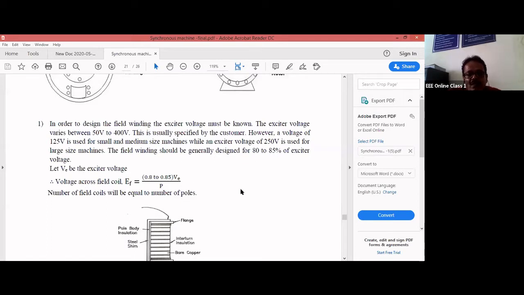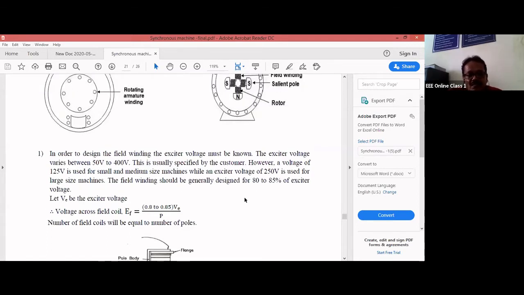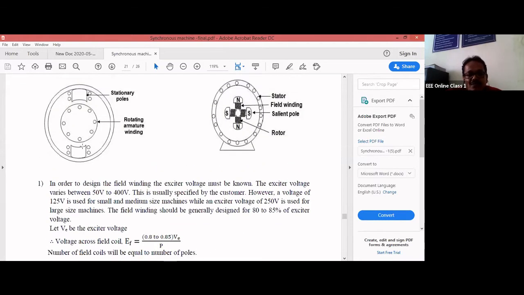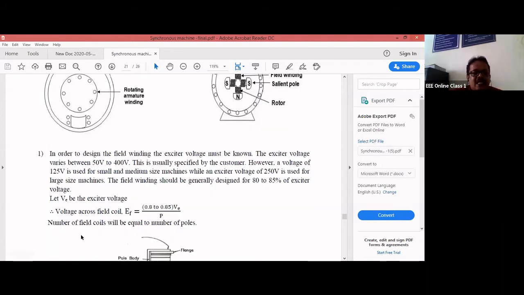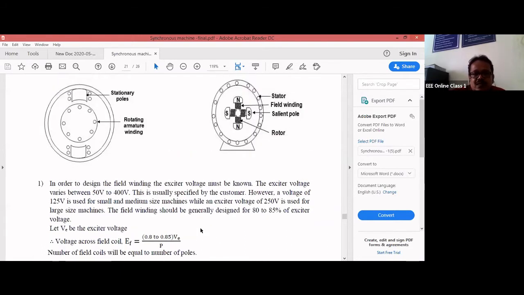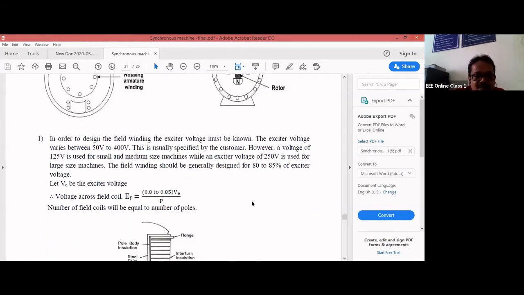Suppose you have 4 poles. This equation will give the voltage across a single field coil, or with respect to a single pole. The number of field coils will be equal to the number of poles. If you have 6 poles, you have 6 field coils. If you have 12 poles, you have 12 field coils.